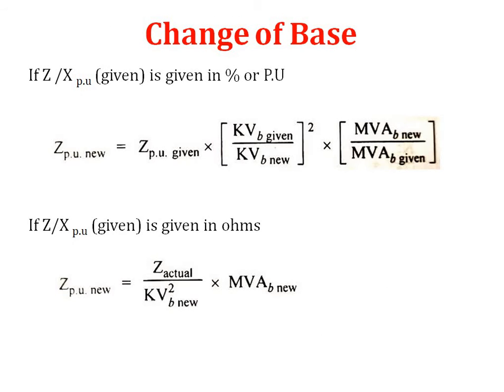Change of base. For the input side, the change in the base will be represented by the new per unit impedance: Z pu new is equal to Z pu given into (kVb given divided by kVb new) whole squared, into (MVAb new divided by MVAb given). If impedance is given in ohms, Z pu new is equal to Z actual divided by (kVb new squared divided by MVAb new).